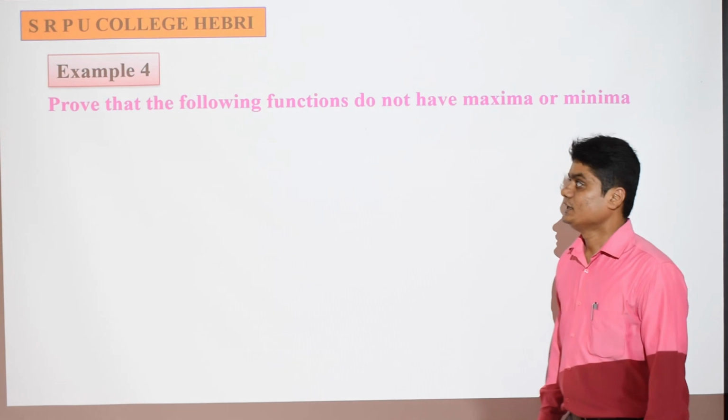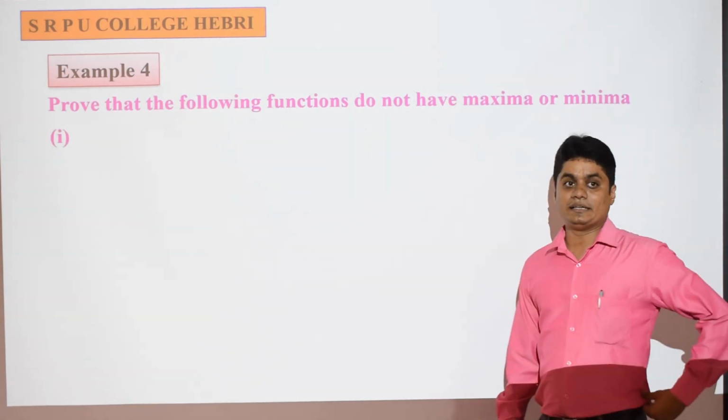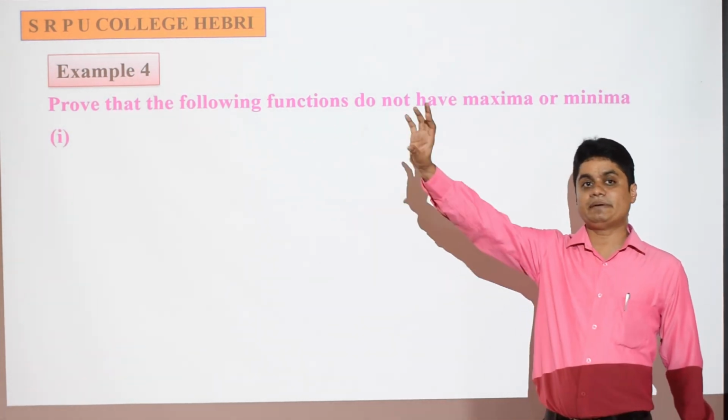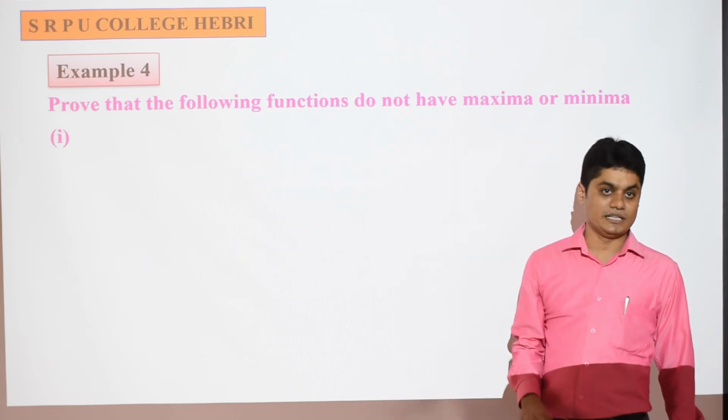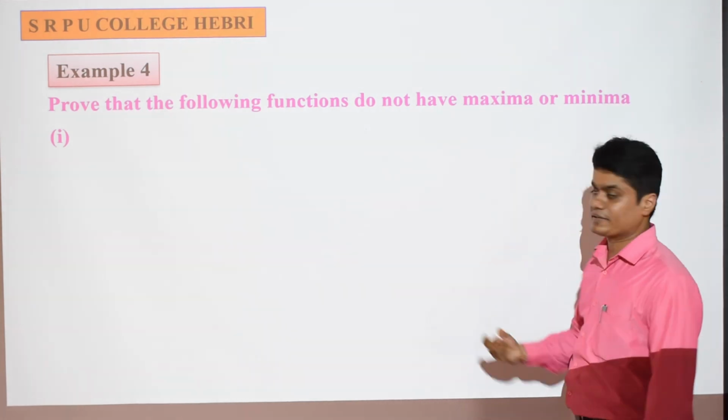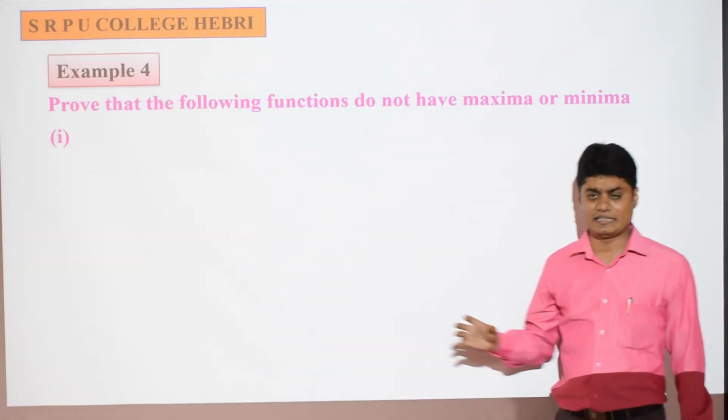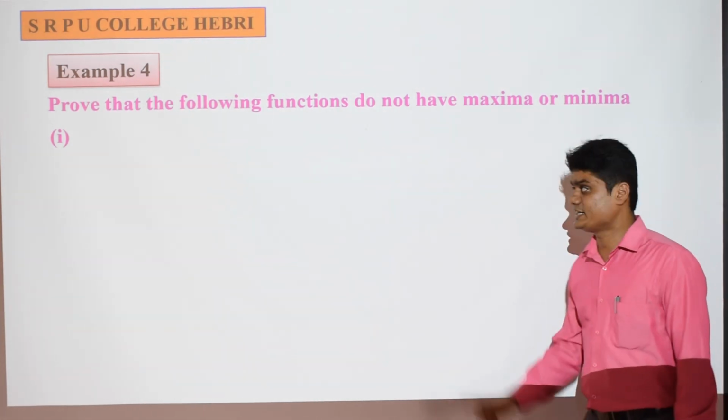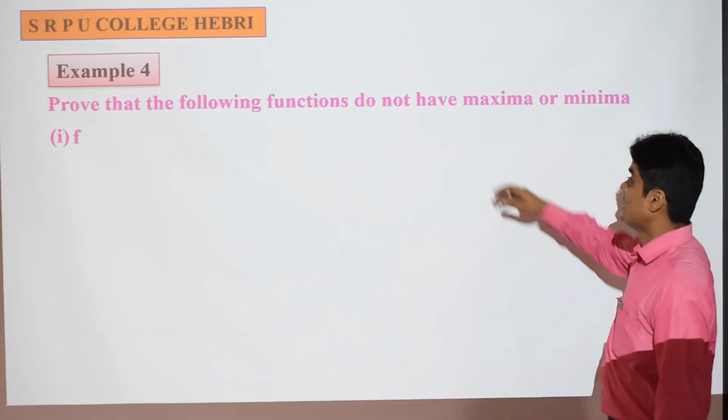So under the heading find the local maximum, local minima if it exists, is done. So I'm moving to a little different type of question in maximum minima. This is the last part, in which the first question is prove that the following function does not have maximum minima.